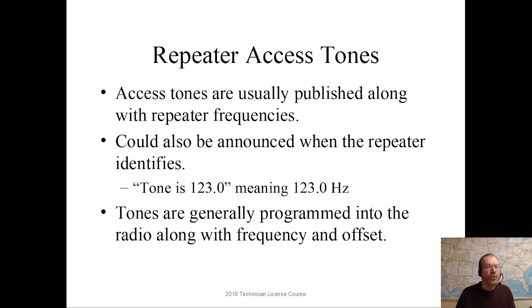Access tones are usually published along with the repeater frequencies. If you go to look on the Stillwater Amateur Radio Association website, you will find that the repeater access tones are listed right there along with the frequencies. If the tone is 123.0, that means 123.0 hertz when you're looking at one of these lists of repeater frequencies and tones.